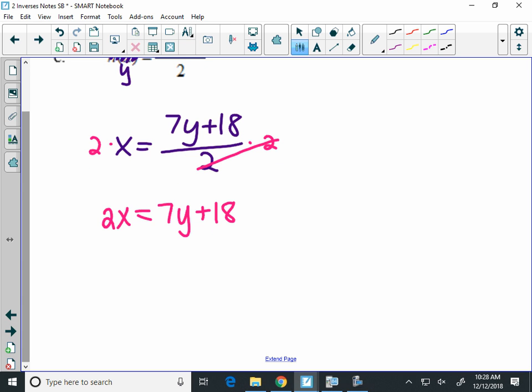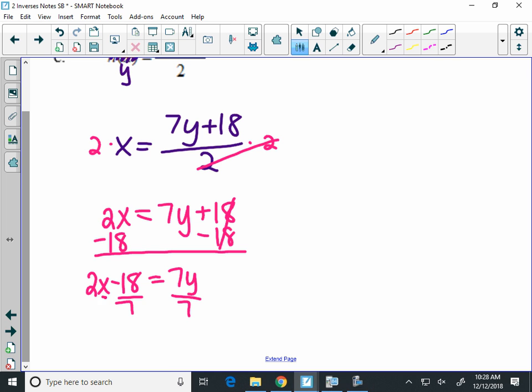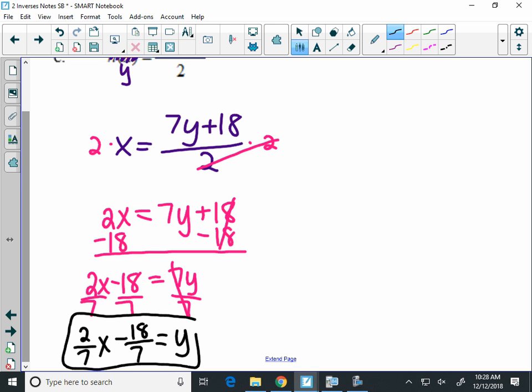To get y by itself, the next thing I would do is subtract 18 from both sides. So I have 2x minus 18 equals 7y. And I have to divide every term by 7. Well, I'm going to have some goofy looking fractions, but that's okay. I have 2 over 7x minus 18 over 7. You can just leave it as a fraction. No need to take out your calculator to make it a decimal. Equals y. And that is the equation of the inverse.